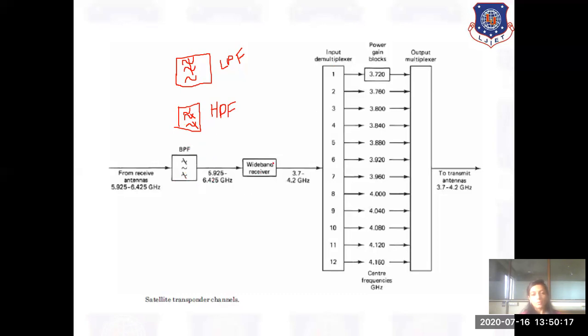Then that signal is going to be applied to the wideband receiver. The wideband receiver will generate a signal of 3.7 to 4.2 gigahertz. It is applied to the demultiplexer, which has 12 channels, and the individual frequencies are going to be applied to the amplifier, which has a specific gain. All right, and that signal is going to be multiplexed through the output multiplexer, and it is going to be transmitted through a transmitting antenna.